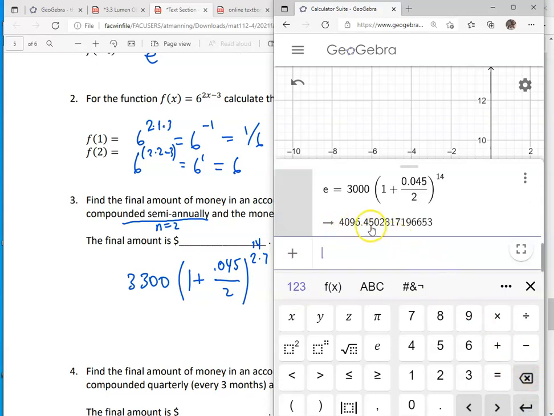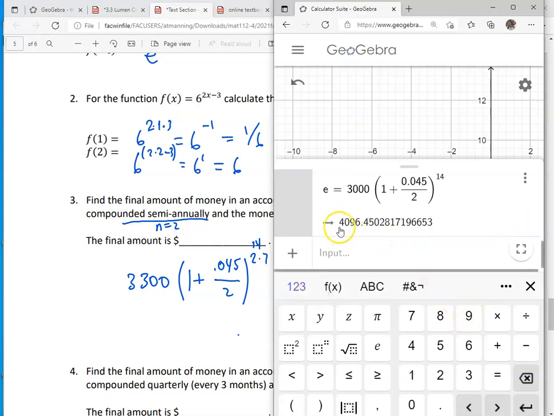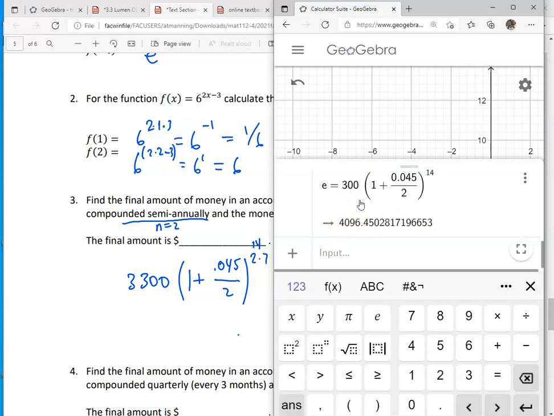Oh, 4096.4501. What's that? You put the 3,000 instead of 3,300. Oh, in my calculator. Yeah. Oh, I see, right there. Oh, very good. Thanks for catching that. Now it's going to be more, right? So 3,000, but 3,300 should give me probably 4,200. Let's see what we get. 4,500. So that $300 grew a little bit more.